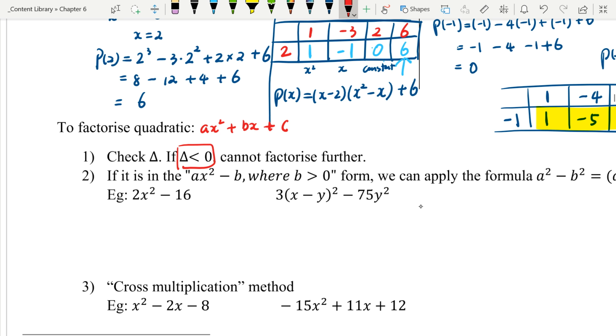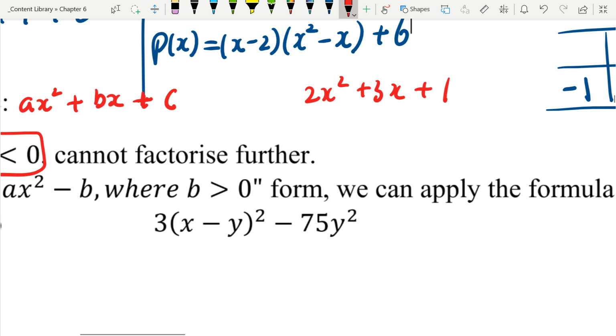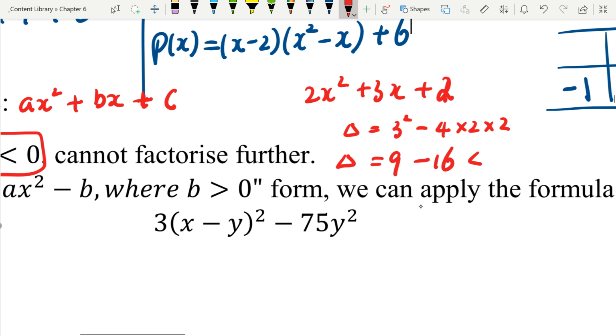Let me give an example, 2x squared plus 3x plus 1. I want to factorize that, but I don't know whether it can be factorized or not. It seems yes, but maybe no. I want to check it first before I start doing things with it. So sorry, change that to 2. The discriminant equals b squared minus 4 times 2 times 2, and that's 9 minus 16. Is that a positive or negative number? Negative. So I can't factorize this one. The conclusion is I can't factorize it.